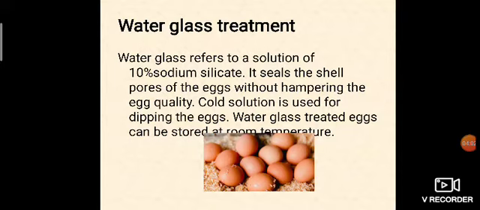And then we have water glass treatment. Water glass refers to a solution of 10% sodium silicate, and it seals the shell pores of the eggs without hampering the egg quality. Cold solution is used for dipping the eggs, and water glass treated eggs can be stored at room temperature.